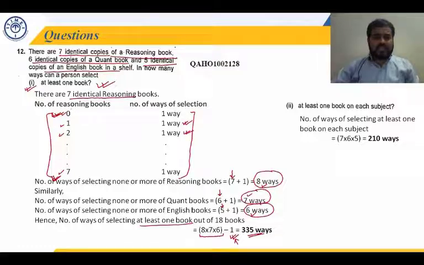In this case, selecting zero reasoning books is not to be counted, because we have to select at least one reasoning book. So, there are 7 ways, right? There are 7 ways.